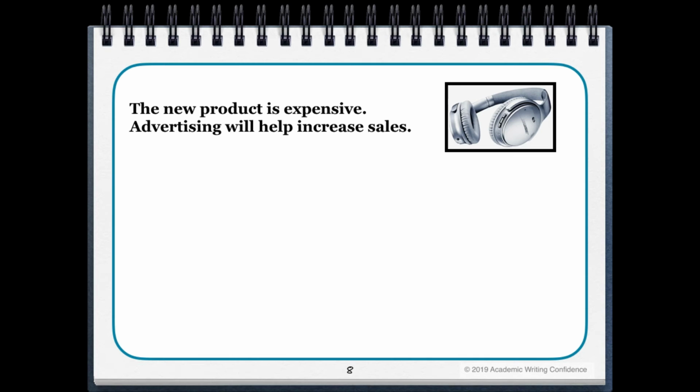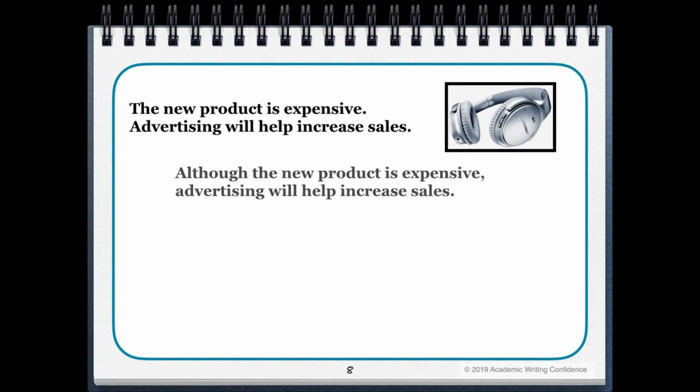All right, let's combine these two simple sentences into a complex sentence. Although the new product is expensive, advertising will help increase sales. Now here we've used the word although to change the two sentences into a complex sentence.